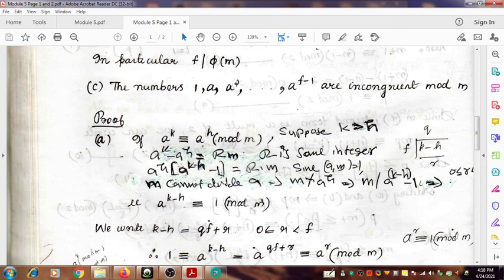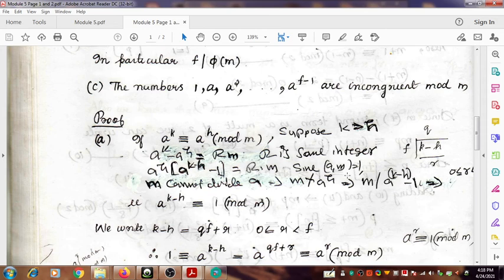That is a raised to h into a raised to k minus h minus 1, equal to r into m. Also, since you know that the GCD of a and m equal to 1, we have previously discussed this thing. The same discussion is valid here also.